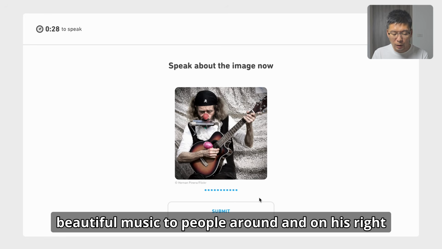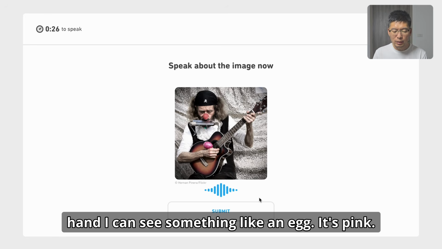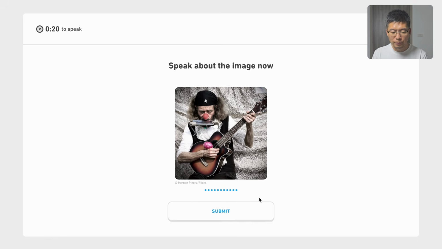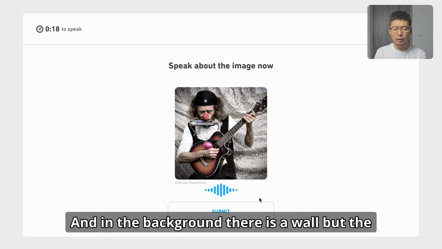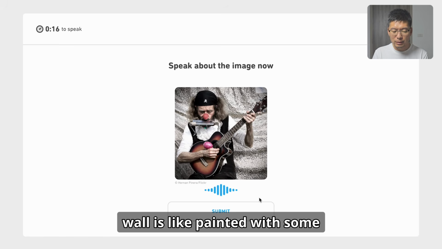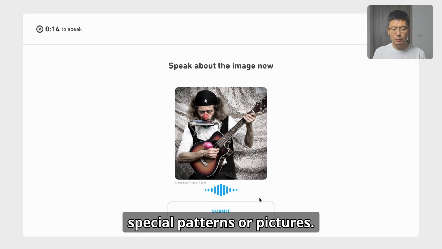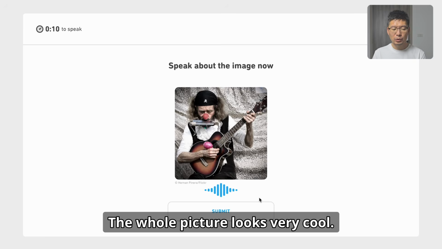And on his right hand I can see something like an egg. It's pink. I don't know what it is. And in the background there is a wall, but the wall is painted with some special patterns or pictures. The whole picture looks very cool.